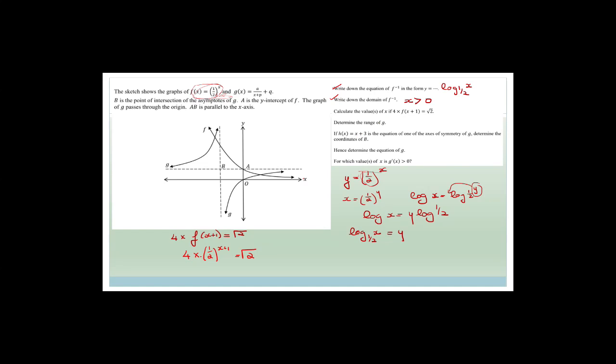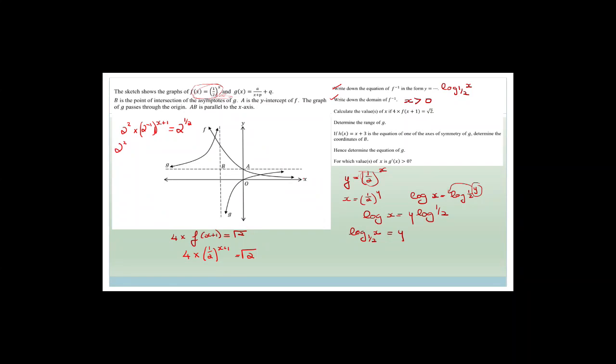The first thing that we're going to do is realize that this is all to a base 2. So 4 can be written as 2 squared, multiplied by 1/2, which can be written as 2 to the negative 1, all to the power of x plus 1, is equal to the square root of 2, which is 2 to the 1/2.